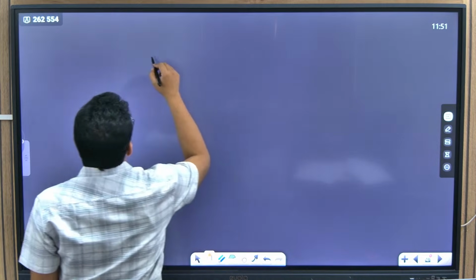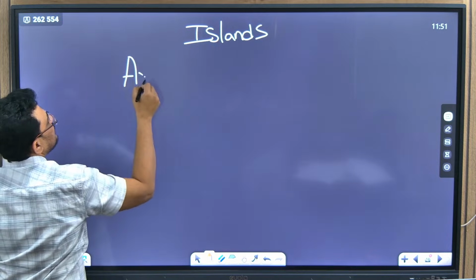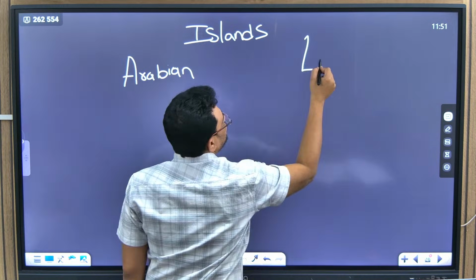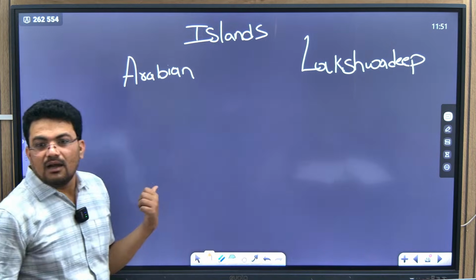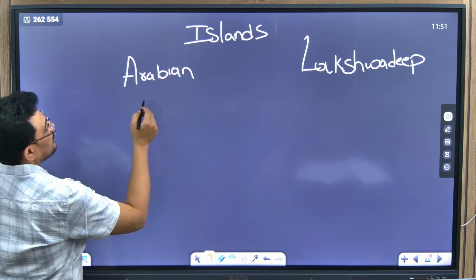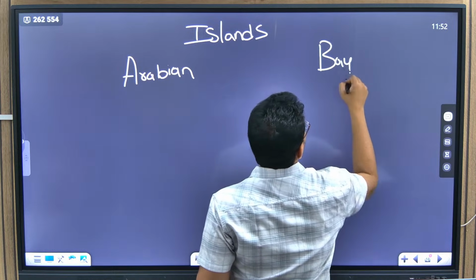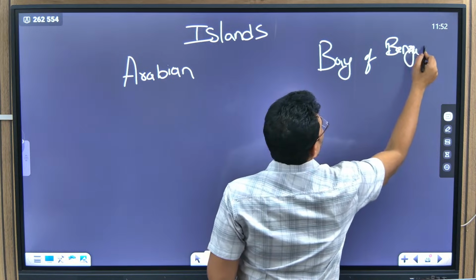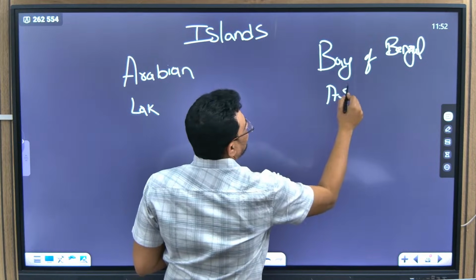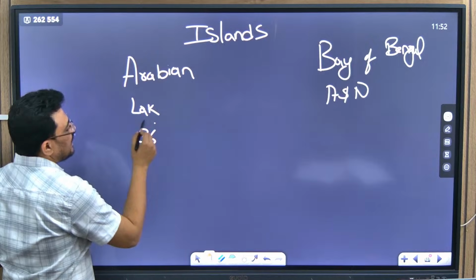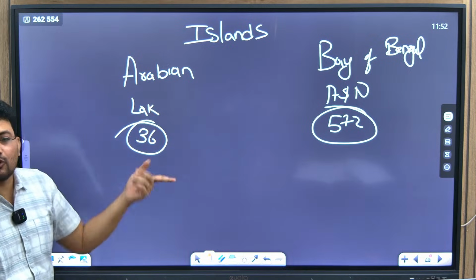Okay, now come to islands. We have discussed that we have 2 groups of islands, na? One is of the Arabian Sea and the other is of the Bay of Bengal. Sorry, I have written wrong. Previously also I have written wrong, na? In the Arabian Sea, the important one is Lakshadweep, and here Andaman and Nicobar. Here there are only around 36 islands, but here you have 572 islands, in the Bay of Bengal region.